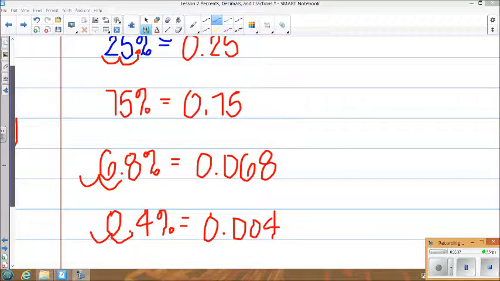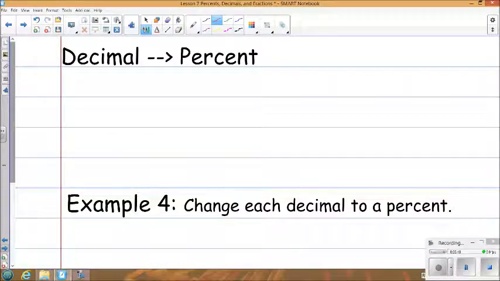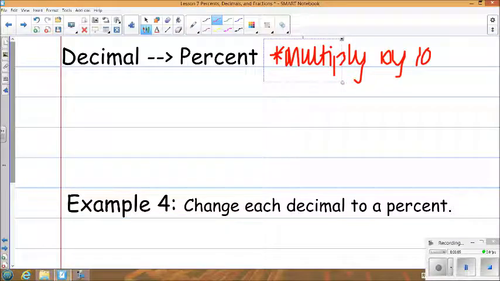Okay, so let's look at another example. What happens if we want to go the opposite direction? What happens if I want to take a decimal and turn it into a percent? Well, to go from a percent to a decimal, we divide by 100. So to go from a decimal to a percent, you're going to do the opposite and multiply by 100. Multiplying by 100 is the same thing as moving the decimal 2 places to the right. You're getting bigger, so you're going to the right.